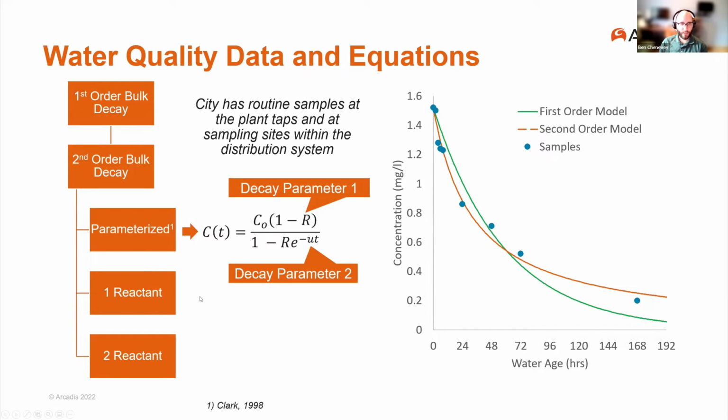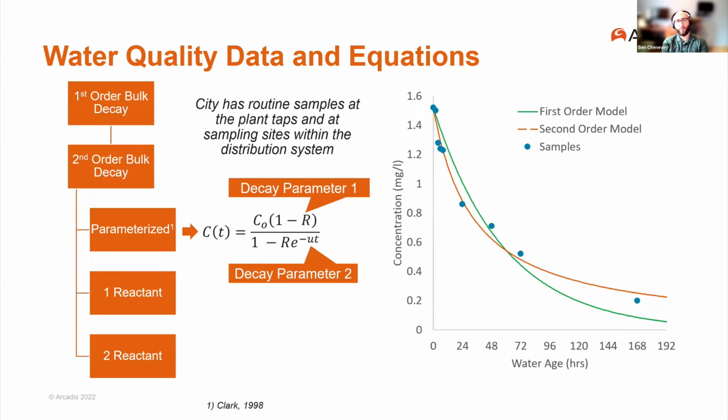For Canton, we actually went with a parameterized approach. So that was developed and kind of published by Clark back in 1998. So it's been around for quite a while, where we're not explicitly simulating that reactant, what chlorine is reacting against. We're instead converting that to these R and U parameters.